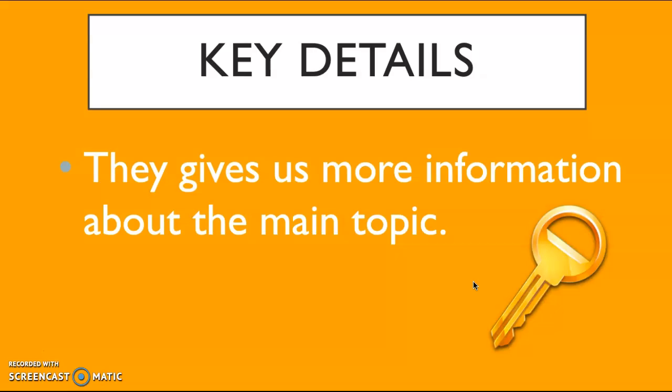All right, key details. Key details give us more information about the main topic. So key details are going to come straight out of my text. They are going to be giving me details about my main topic. So if my main topic is cat, a key detail from the text could say, cats are loving. Cats are soft and fuzzy, cuddly animals. Those would be key details. All of those key details are giving me more information about cats.